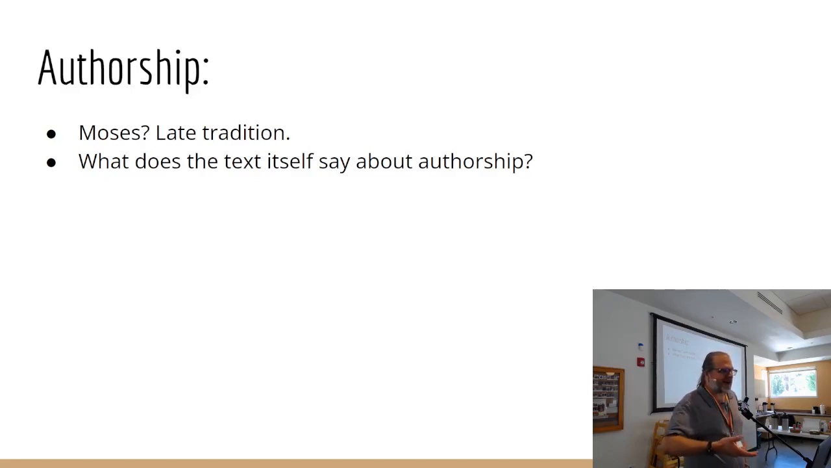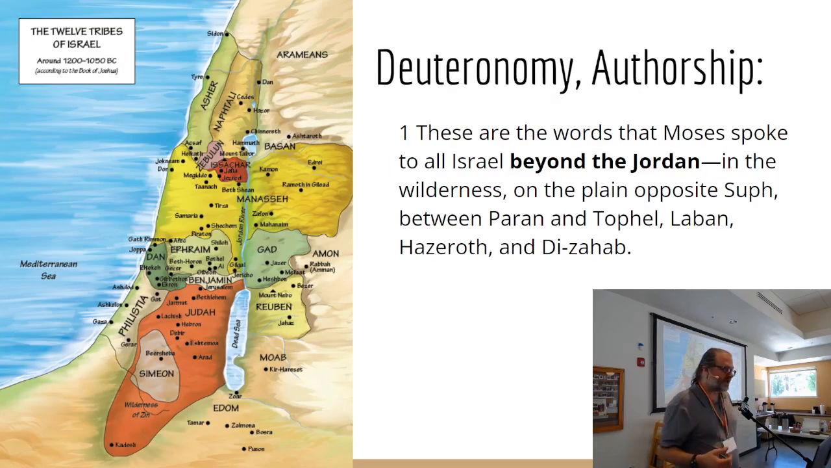Because the text itself does not say it was written by Moses. The text says something entirely different. What does the book of Deuteronomy, as a separate text from Genesis, Exodus, Leviticus, Numbers, say about its authorship? Deuteronomy is something different. It's been combined later, but as its own book, what does it say about its authorship? Well, let's read.